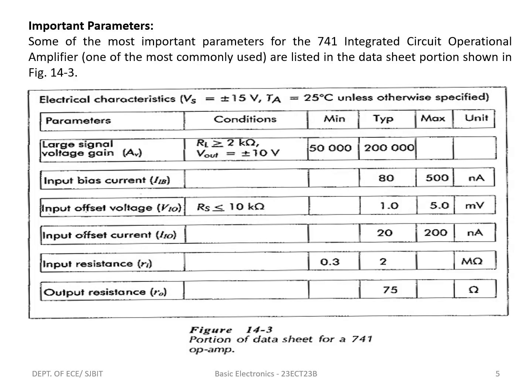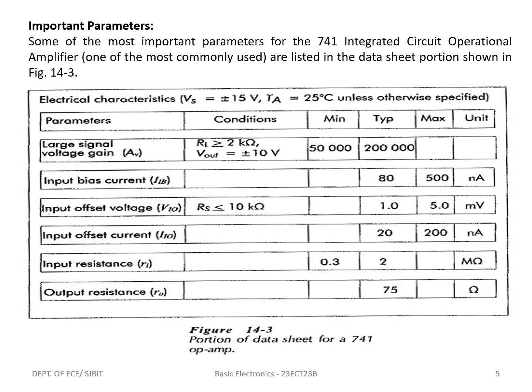So these are the important parameters of op-amp. Some of the most important parameters of the 741 IC are listed in the data sheet shown in this figure. First we are considering here parameters, condition, minimum, type, maximum and unit. Large signal voltage gain, represented by AV, and the condition will be RL greater than or equal to 2 kilo ohm, and V out equals plus or minus 10 volts, where minimum will be 50,000, type will be 200,000.